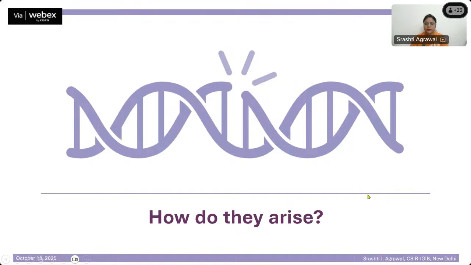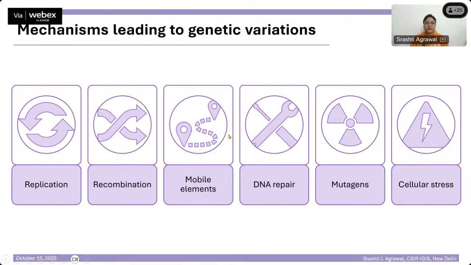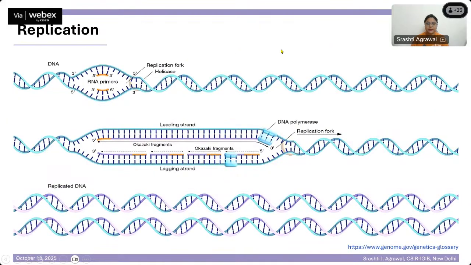So we learned about the structural variants and other variants, but how do these variants arise? There are multiple mechanisms which might lead to the genetic variants. For example, errors in replication, recombination, or insertion of mobile elements, or errors in DNA repair, introduction of specific mutagens, or just in general the cellular stress. Like I said, basic processes of our own body can also lead to these variants if they are not kept in check.